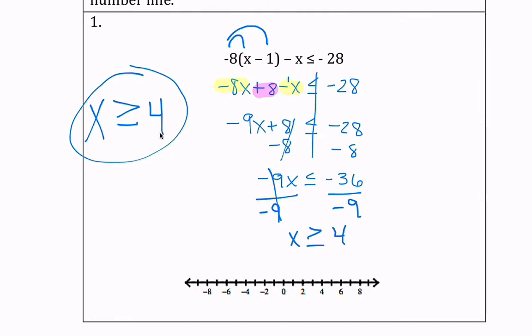Okay, so let's talk about, can 4 be a solution? Well, yes, it can, because it has the "or equal to." So 4 is included. So 4 is included in any number that is also greater than 4. Okay, so since it has the "or equal" sign underneath, solid line, solid circle. So we're going to go to 4 and put a solid circle.